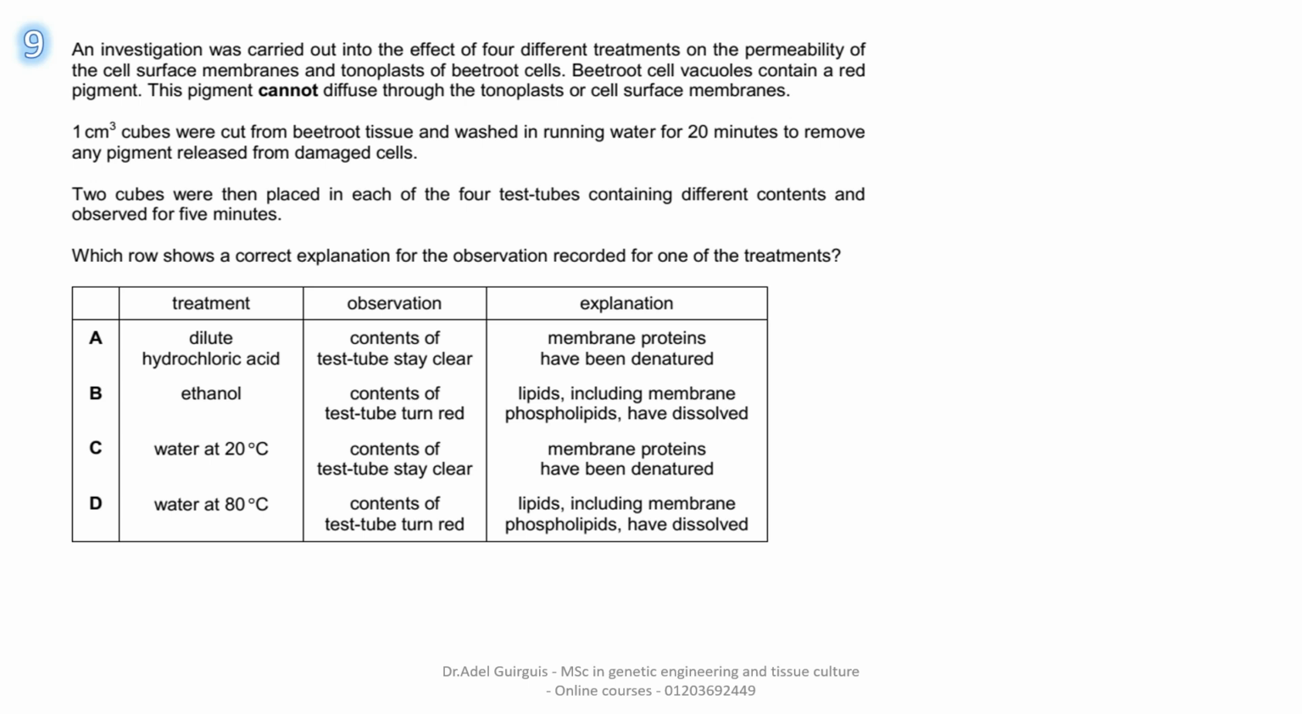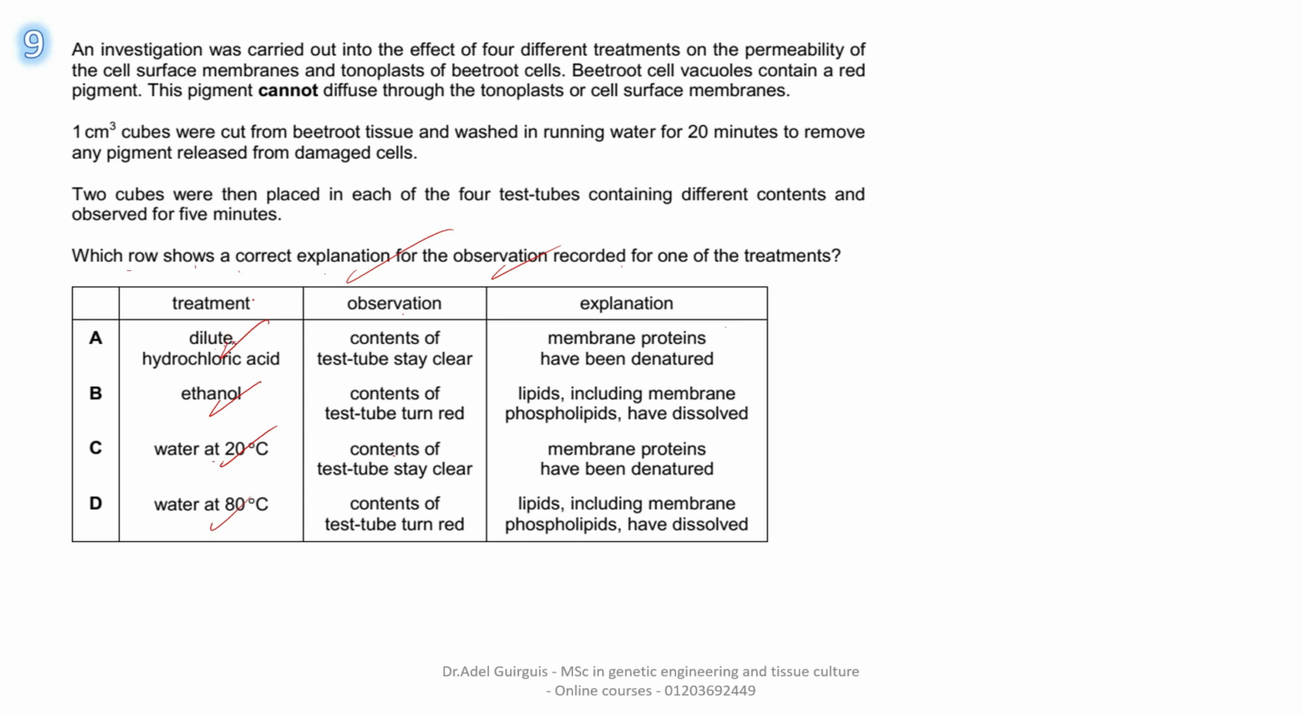What are the different contents here? The first test tube contains dilute hydrochloric acid, the second ethanol, the third water at 20 degrees Celsius, and the fourth water at 80. We are asked to match the observation with the treatment and its explanation. Which row shows the correct explanation for the observation recorded for one of the treatments? Which one is correct? A, B, C, or D?